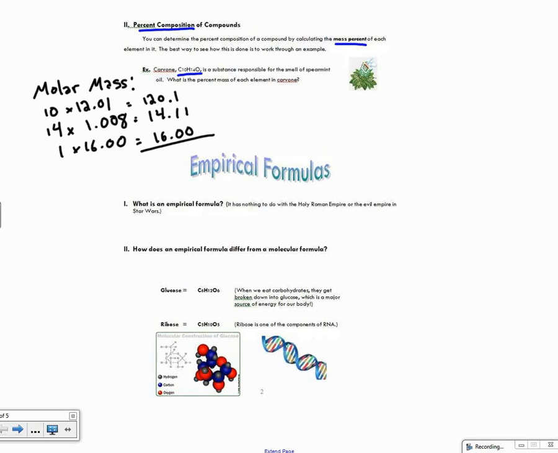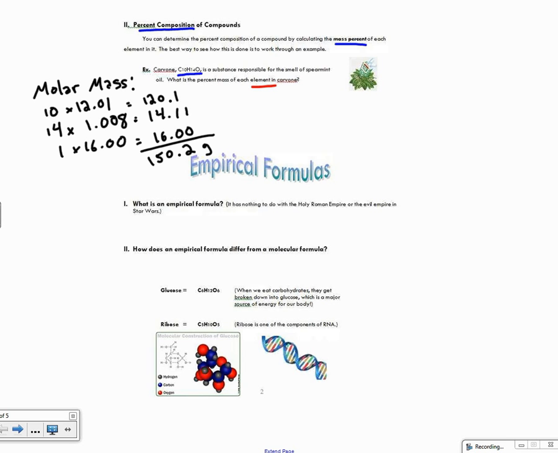Add up all those numbers. I'm going to get 150.2 grams with sig figs. So that tells me how much that whole thing weighs altogether. That's not the full question, though. The question is asking the percent mass of each element.